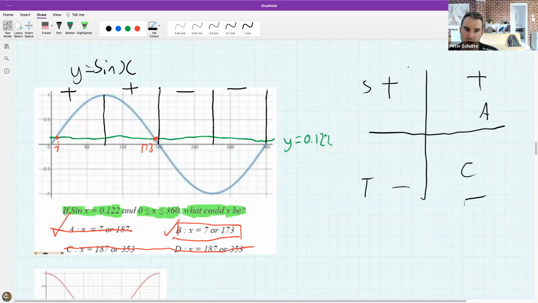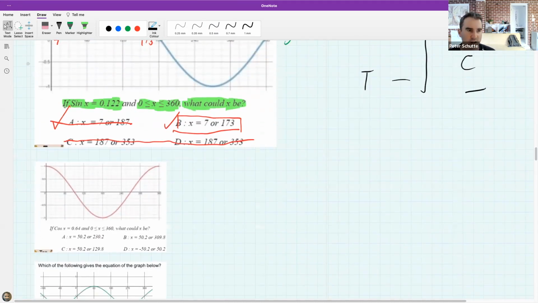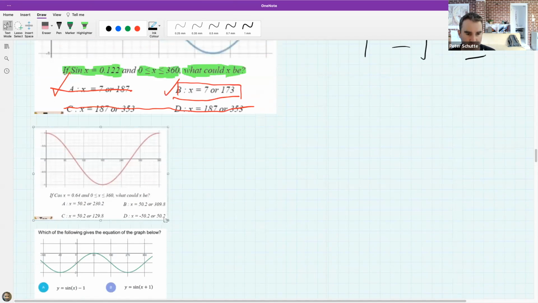Okay, that's quite an important idea. And so this is why, when we talk about quadrants and where things are positive or negative, we only have to find the reference angle once, and then you can imagine sine is positive in quadrant 2, but in quadrant 2, it's 180 minus the reference angle, which, 180 minus 7, gives me the 173. Okay, before I go down too deep a rabbit hole, let's have a look at another question like this.